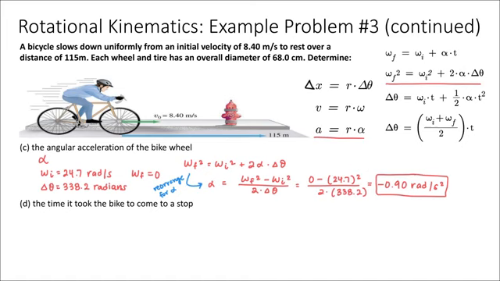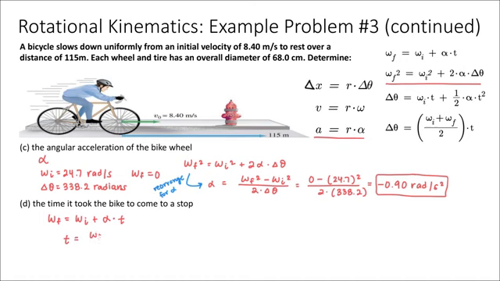However, for the sake of this example, I'm going to use another rotational kinematic equation to solve for t, the time it takes the bike to come to a stop. Again, I'll use that first equation because it's the most simplistic, with the least number of variables and terms. So that means that my final angular velocity is equal to my initial angular velocity plus my angular acceleration multiplied by my time. I will rearrange this equation for time by subtracting the initial omega from both sides and dividing by alpha. So that would look like this.